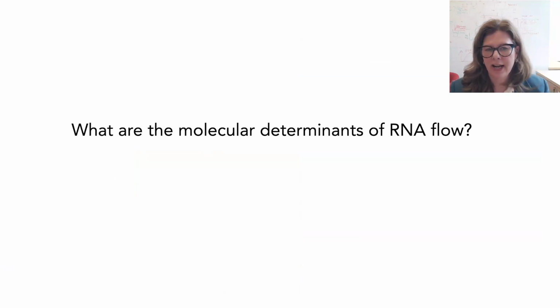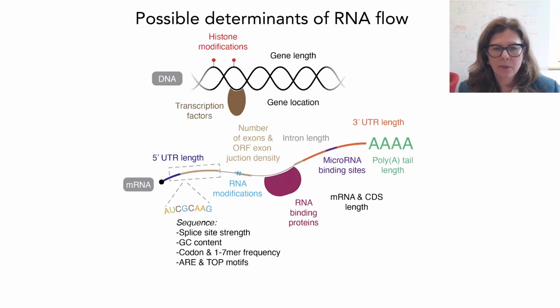So again, with all this heterogeneity, we also wondered, what are the molecular determinants of RNA flow? What might be controlling this? And to address that, we turned to machine learning because, as you can imagine, there's a lot of possible determinants. And because we did one of our measurements in K562 cells, a human cell line that was one of the main ENCODE cell lines where there's a ton of data, we decided to just write down all of the possible ways, all of the different factors that we thought might be impacting RNA flow.